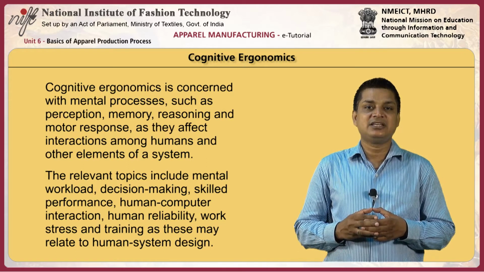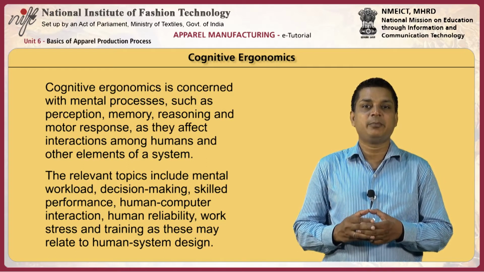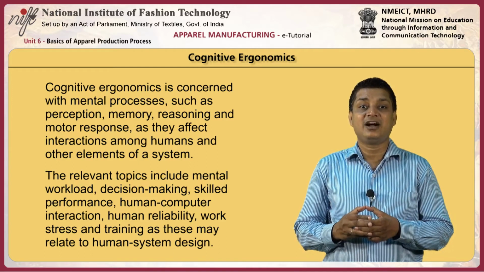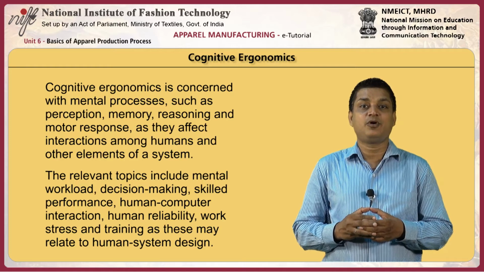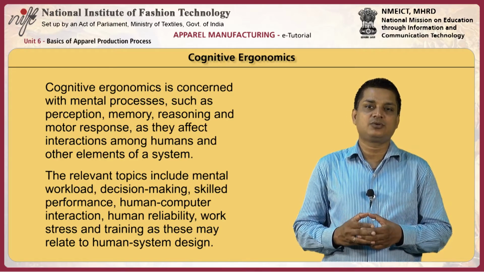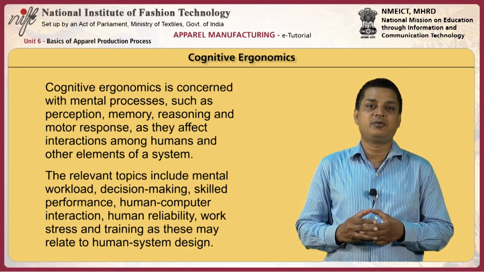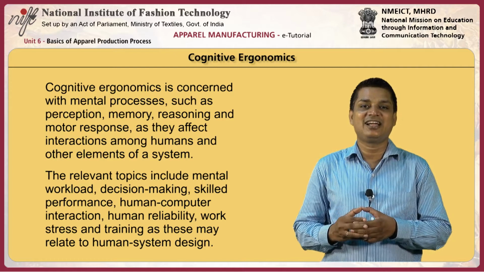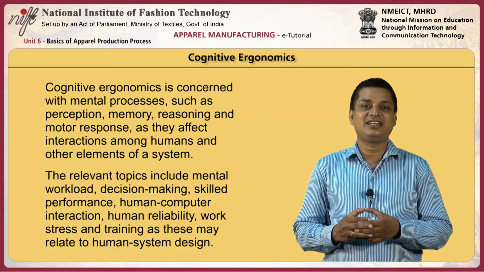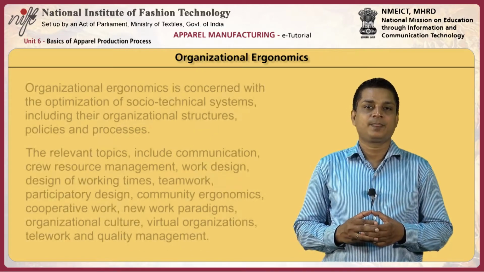Cognitive ergonomics is concerned with mental processes such as perception, memory, reasoning and motor response as they affect interactions among humans and other elements of a system. The relevant topics include mental workload, decision making, skill performance, human computer interaction, human reliability, work stress and training as these may relate to human system design.